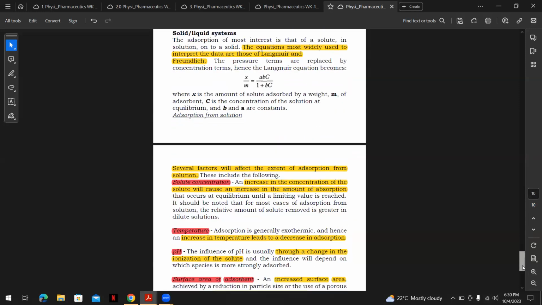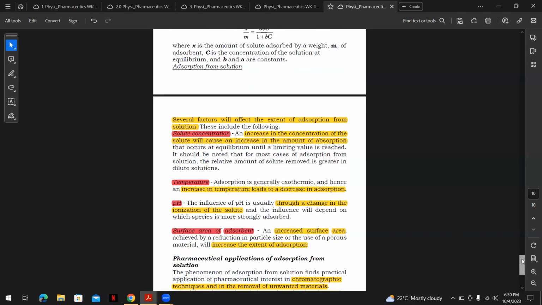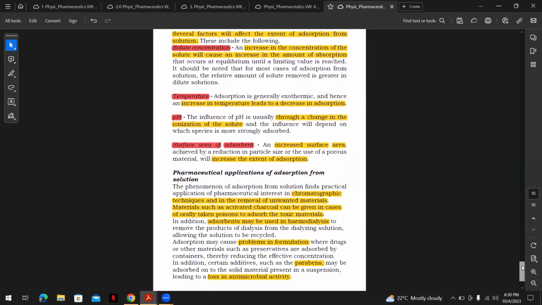Then for adsorption from solution, these factors, of course: the concentration, solid concentration, temperature, pH, and surface area of the adsorbent will interfere with the extent of adsorption. So an increase in concentration of solute will cause an increase in the amount of adsorption. Increase in temperature, decrease in adsorption. pH, it depends on the species that you have. There are species that will be more strongly adsorbed depending on the solution that you have. Surface area of adsorbent, increased surface area, increased adsorption.